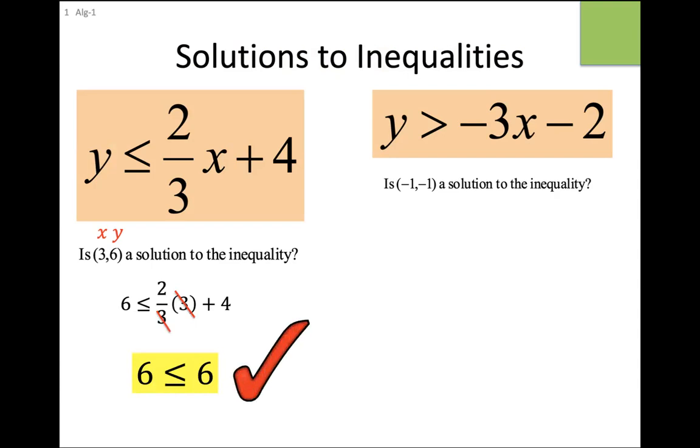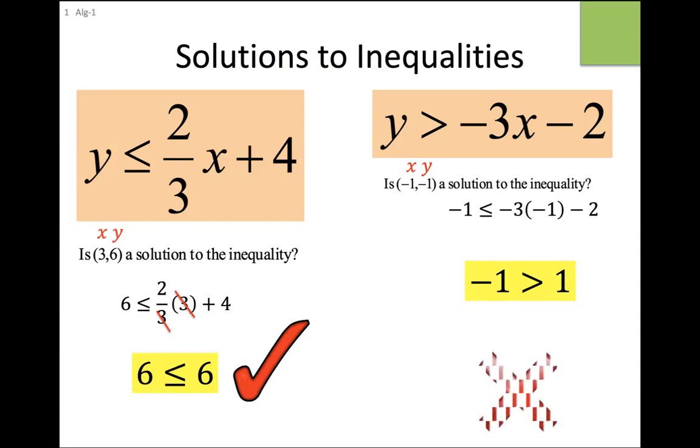How about the second one there on the right? Always be careful when you have negatives. Let's see, x is -1 and y is -1. So toss those 2 values in. Let's see, a negative times a negative is a positive. So -3 times -1 is 3, and 3 minus 2 is 1. And is -1 bigger than 1? No, so that is not a solution.